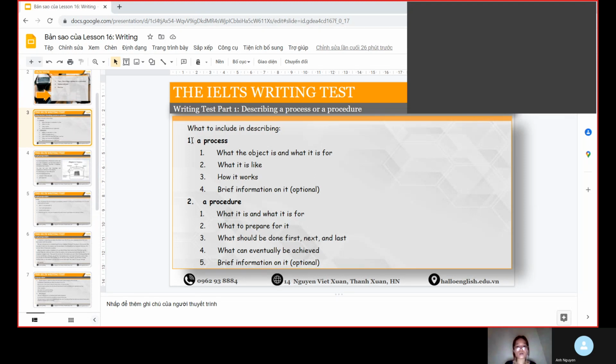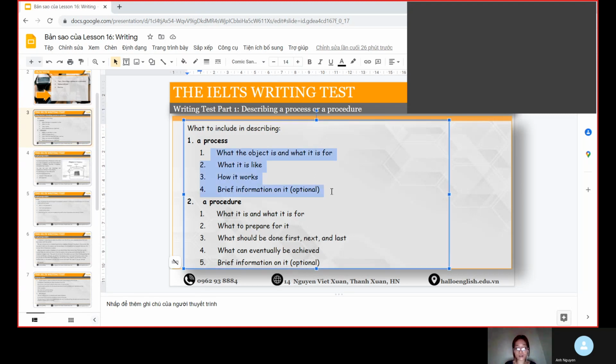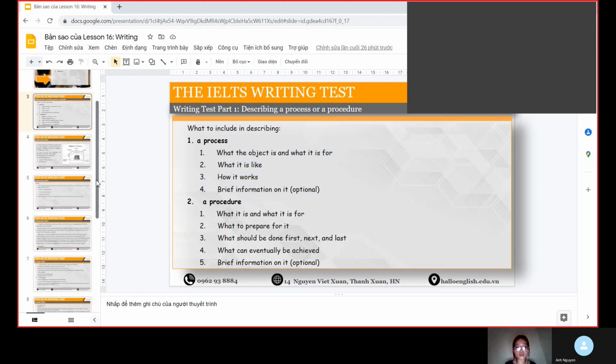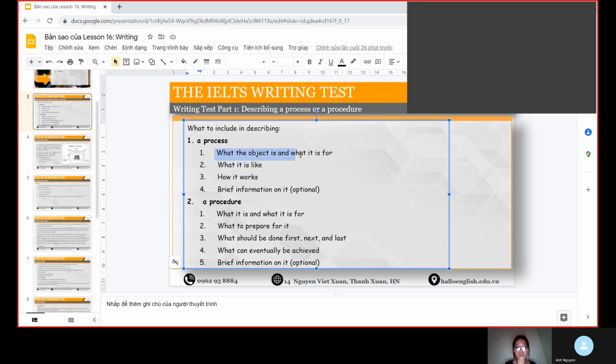So first, what to include in describing? When you describe a process, you will have to notice 4 things. These 4 things will be the main structure of your writing. First, what the object is and what it is for. The second question, what it is like. Third question, how it works. And the last one, brief information on it.